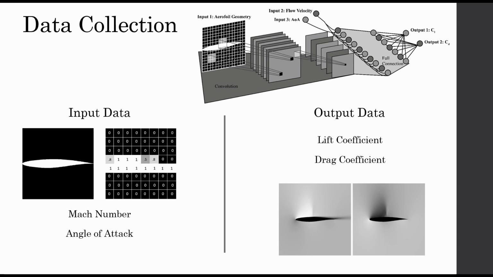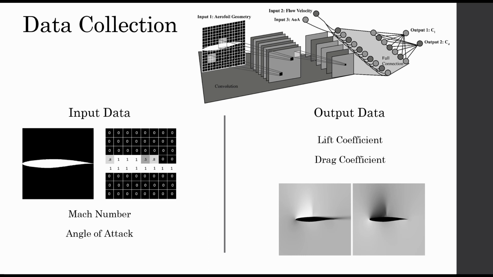The airfoil geometry is taken from a website called Airfoil Tools in a coordinate-based format. This is then used to create an image of the airfoil from which the pixel values can be obtained. The output data is where the majority of the work lies in terms of data collection. In order to train the neural network, actual values for lift and drag coefficient are required.